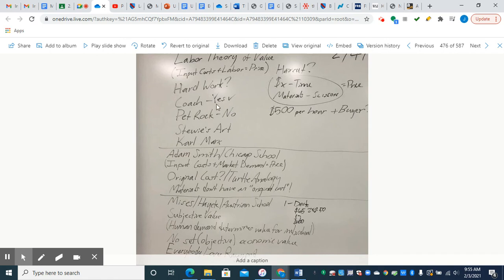For maybe a coach, they want to see a result, but they also want to see the hard work to get there. For them, hard work is part of the process. For the buyer of Pet Rock, no. The labor going into Pet Rock does not determine the price. The buyer does, right? And Stewie's art, we'll come back to that in a few minutes, but I have a Family Guy video of Stewie giving his art to his parents and how they react.